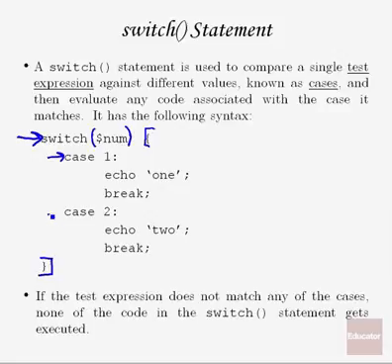It has case 1 here, which says if the value of num is equal to 1, then you process these statements here. If num is equal to 2, then you process these statements here. If num doesn't equal any of these, none of them get processed, and execution jumps out to the end of the script.